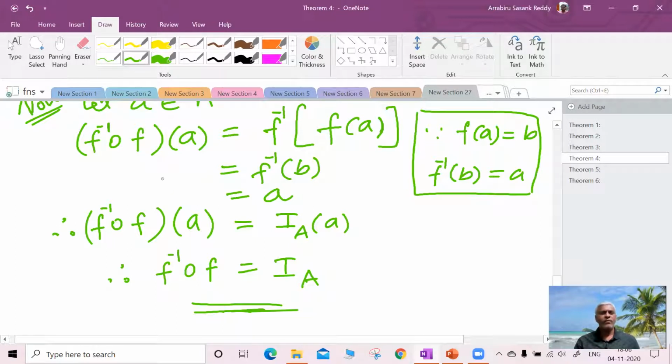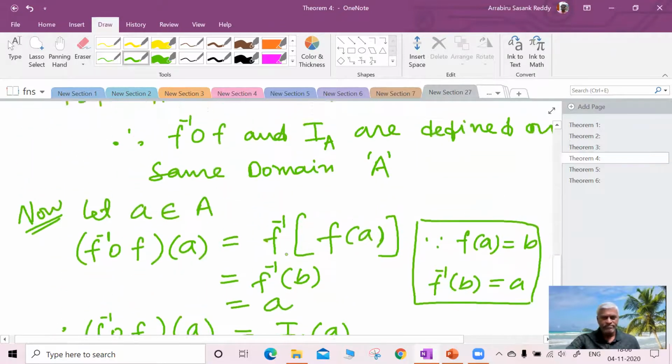Here the range is equal: for any element a, this is equal for both functions. Therefore, they are equal. So by this, these two are equal.